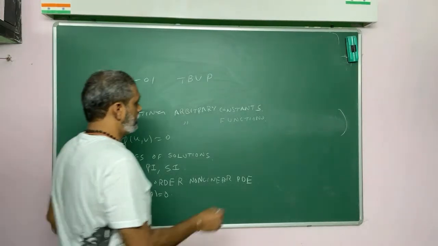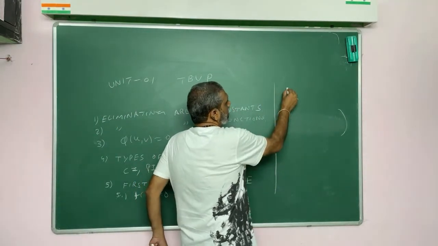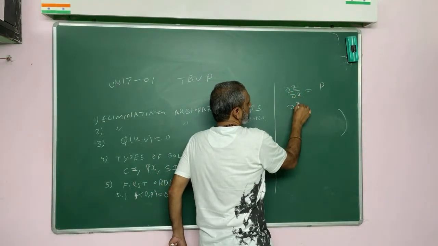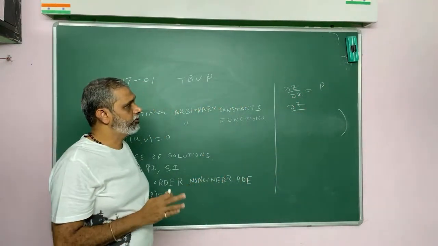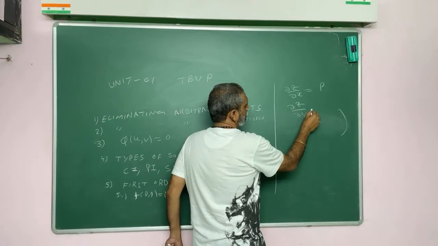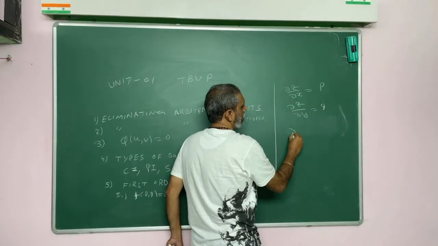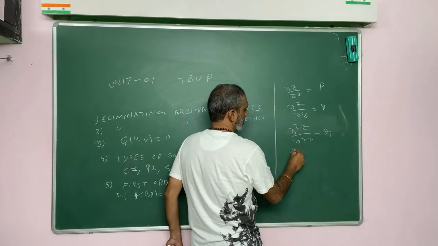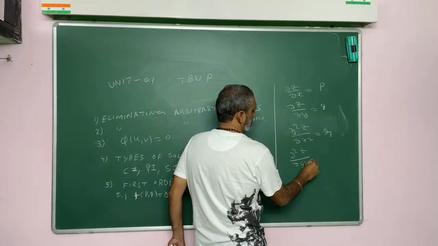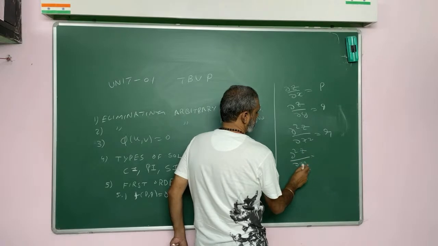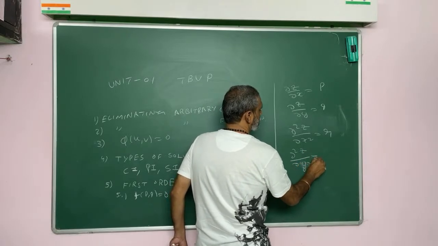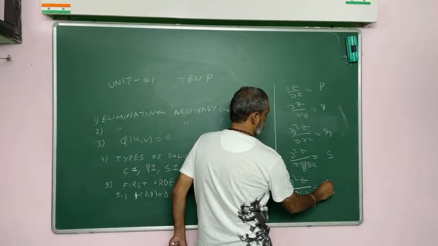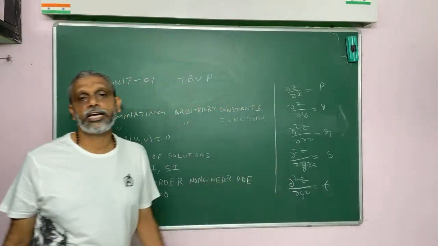Before that, start the chapter by reading partial differentiation. How do we write it? ∂z/∂x is equal to p. This we already take for granted. ∂z/∂y is equal to q. Then ∂²z/∂x² is equal to r. ∂²z/∂x∂y is equal to s. ∂²z/∂y² is equal to t. This notation we can remember.